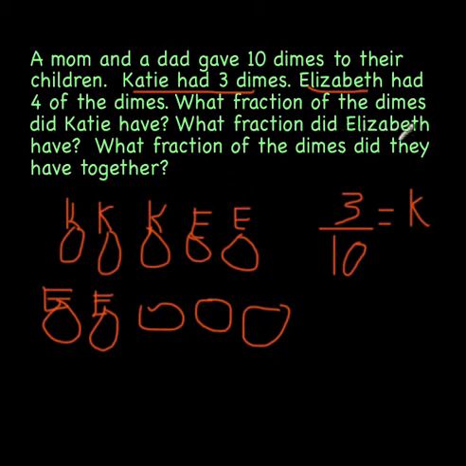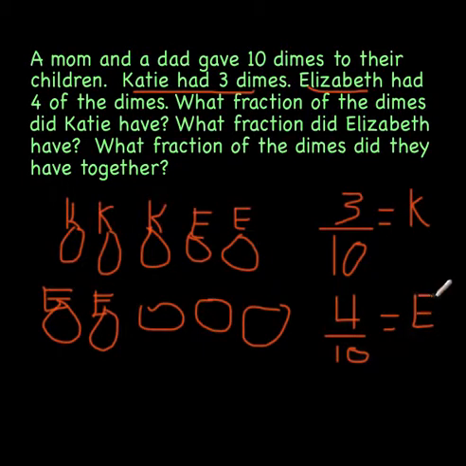And what fraction of the dimes did Elizabeth have? Elizabeth had 1, 2, 3, 4. I'm going to put that in my numerator. Out of still 10, there's still 10 dimes there. So Elizabeth had 4/10 of the dimes.